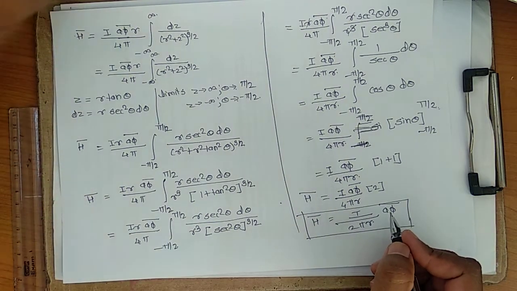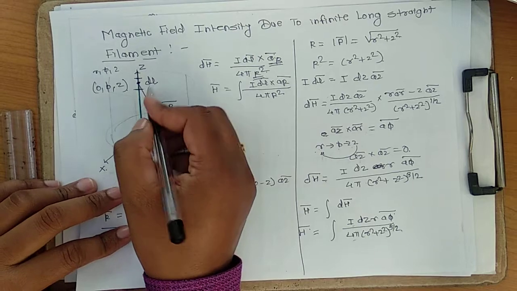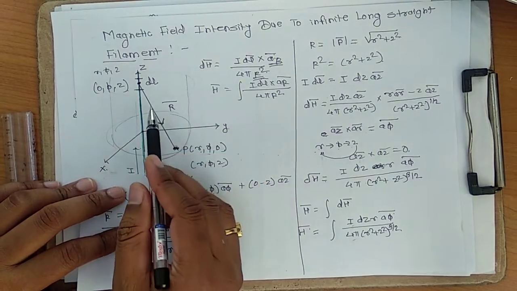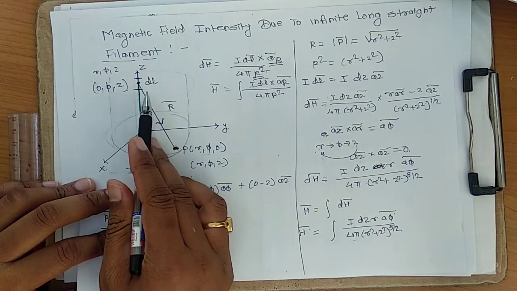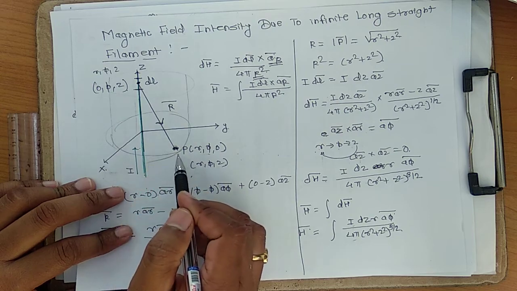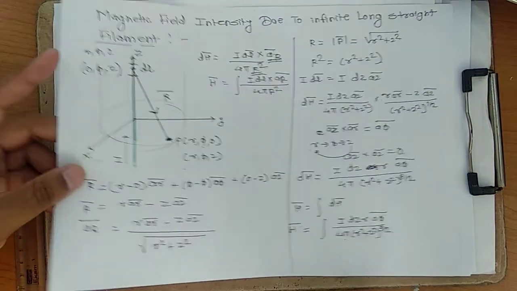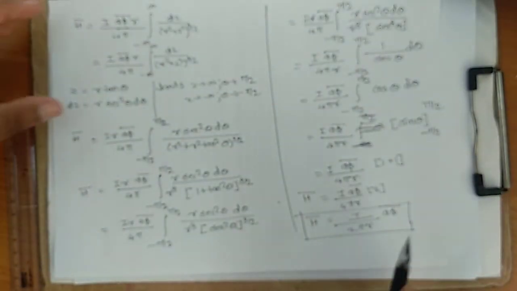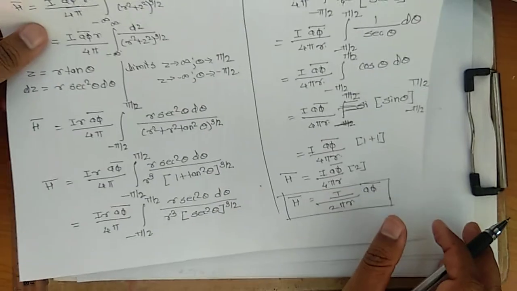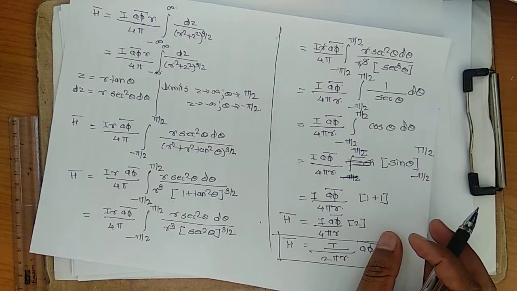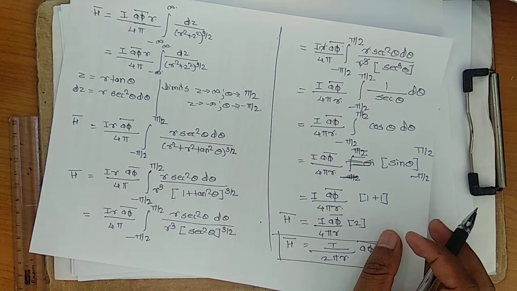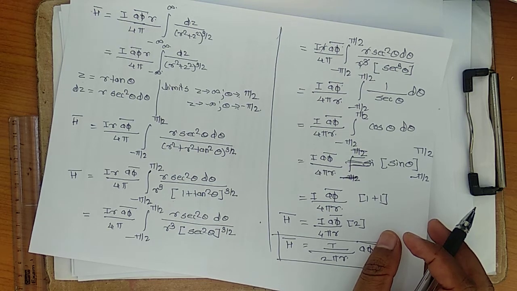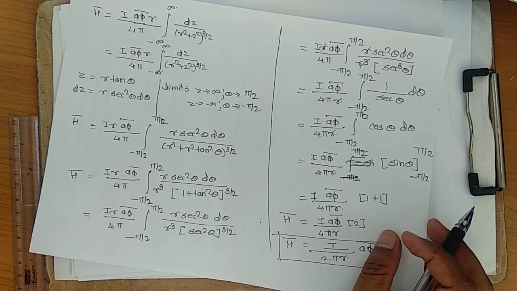It is for what? The field intensity due to the infinite line charge, a simple point charge. So that we have calculated. Now we'll solve one problem on this. Very simple problems can appear in this section.